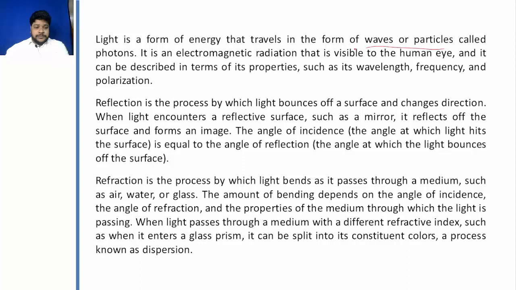So let us talk about some basic phenomena associated with light. One basic phenomenon is reflection. Reflection is the process by which light bounces off a surface and changes direction. When light encounters a reflective surface, such as a mirror, it reflects off the surface and forms an image. The angle of incidence, the angle at which light hits the surface, is equal to the angle of reflection, the angle at which light bounces off the surface.